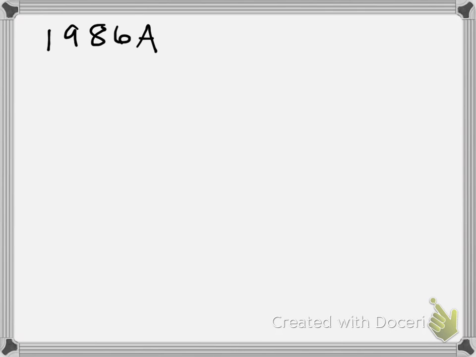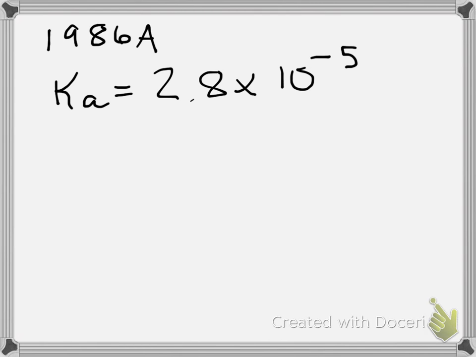This problem says that we have hydrozoic acid, and it's a weak acid. It has an equilibrium constant, Ka, equal to 2.8 times 10 to the negative fifth. We have a 0.3 liter sample, and it's 0.05 molar. So 0.05 molar solution when the acid is prepared.